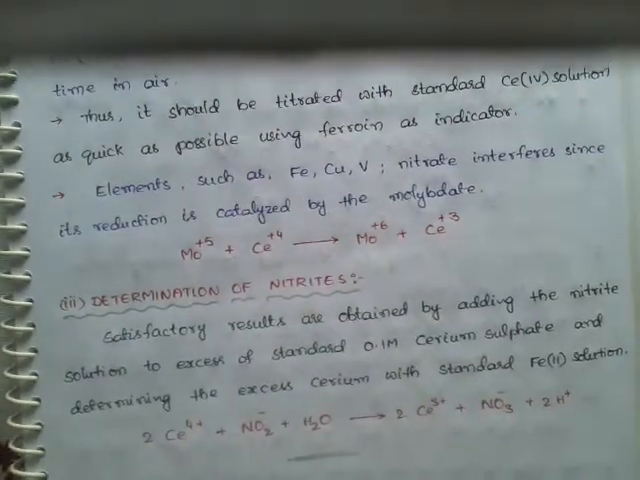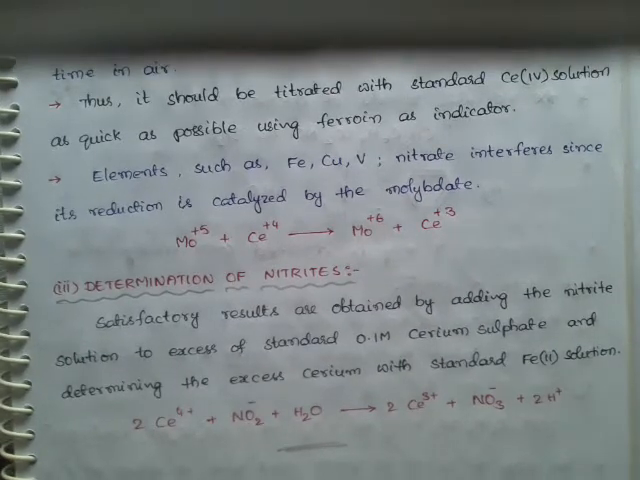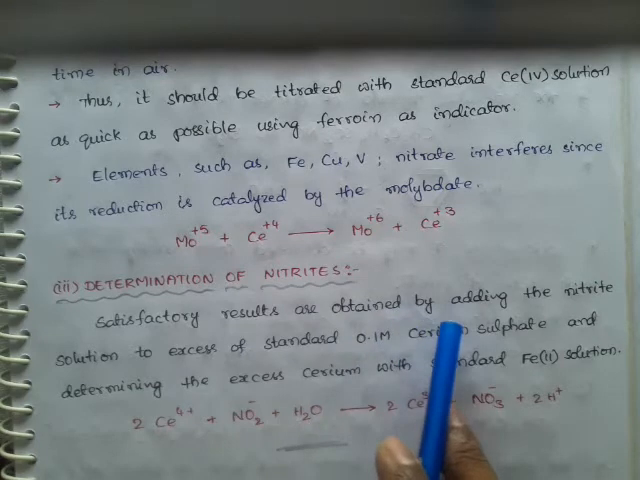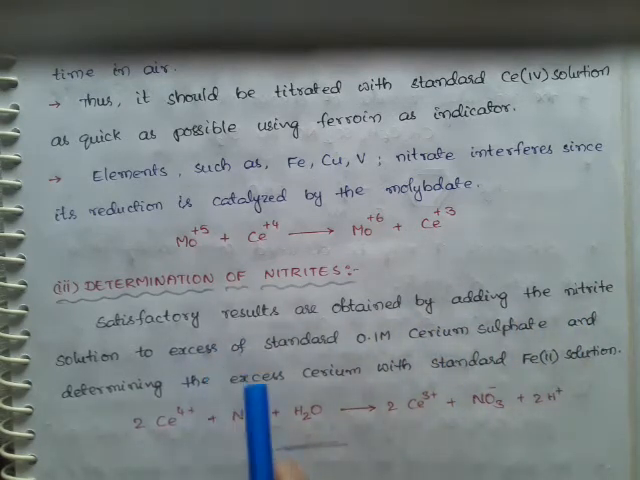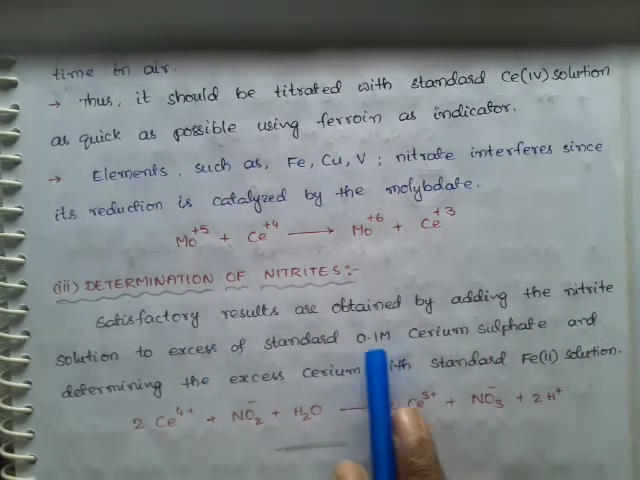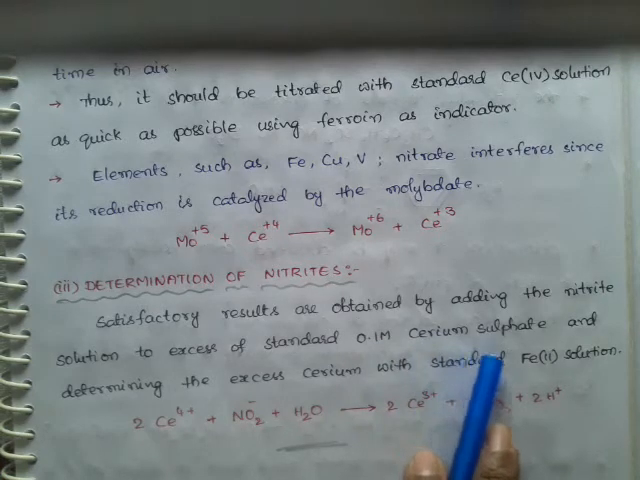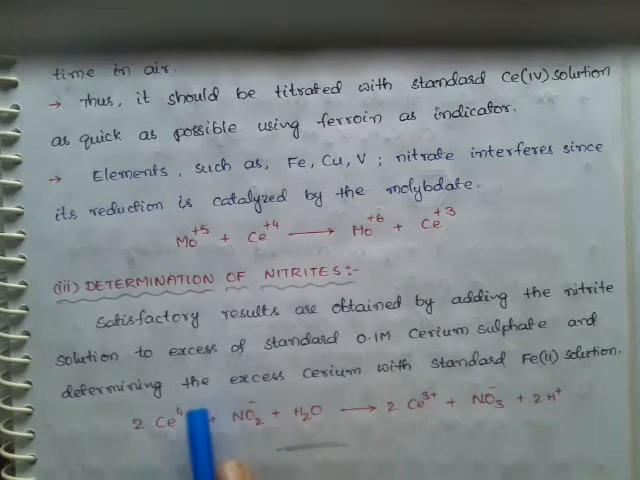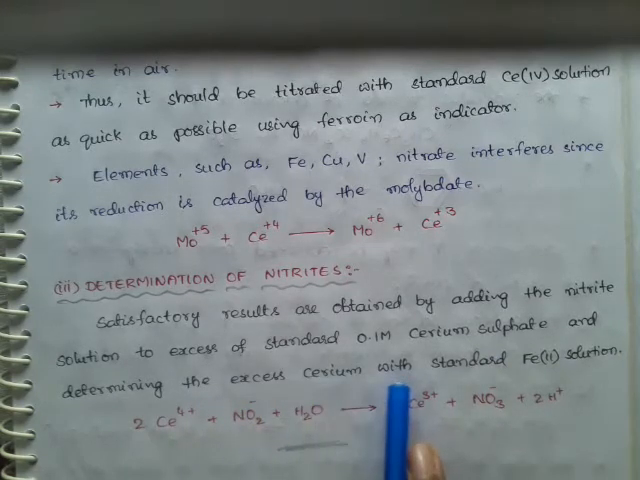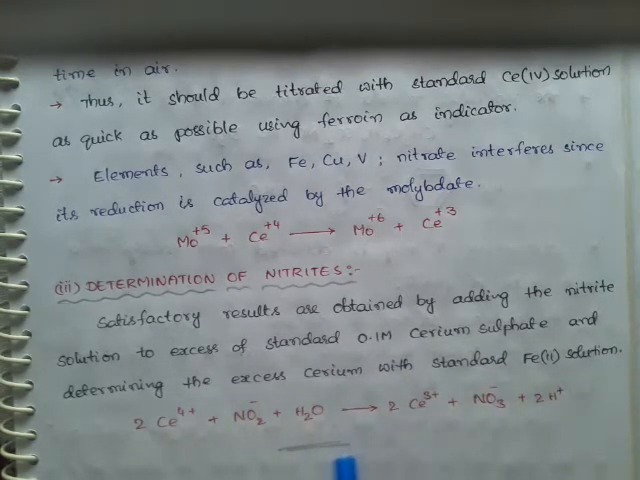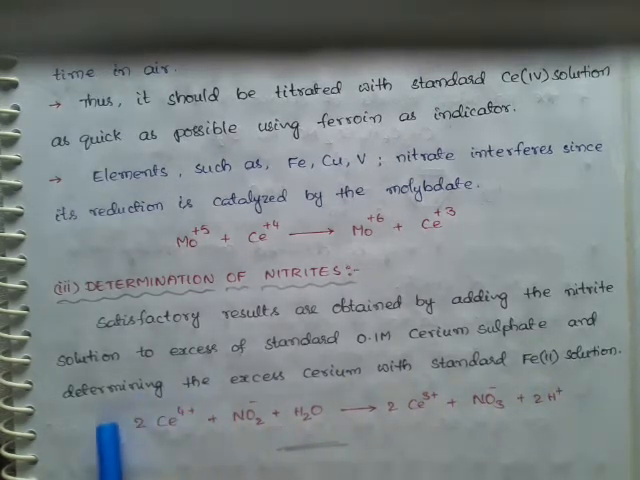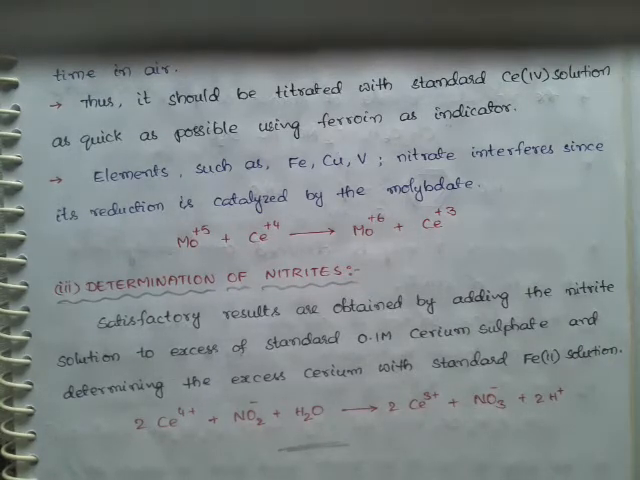And the last application is determination of nitrites. Satisfactory results are obtained by adding nitrite solution to excess of standard 0.1 molar ceric sulfate solution. That is, it is a back titration method, determining the excess cerium with the standard iron 2 solution. This is the redox reaction that takes place while determining the nitrite ions.